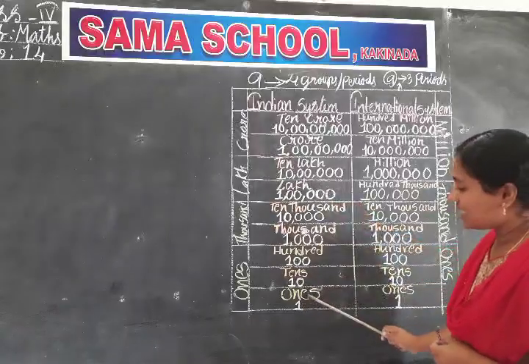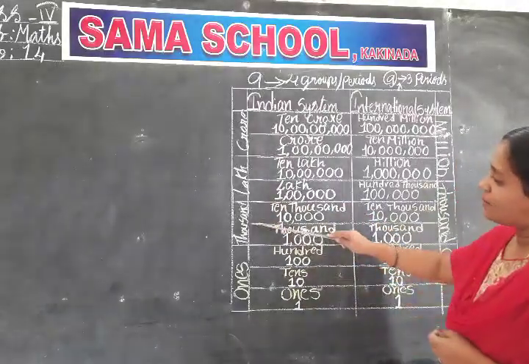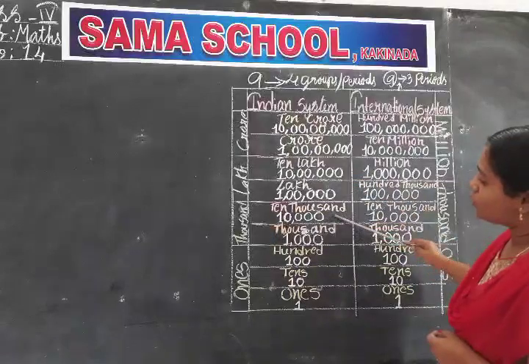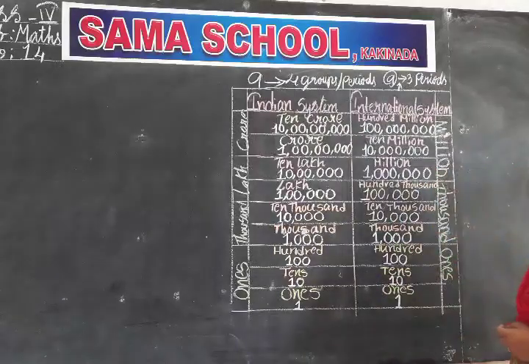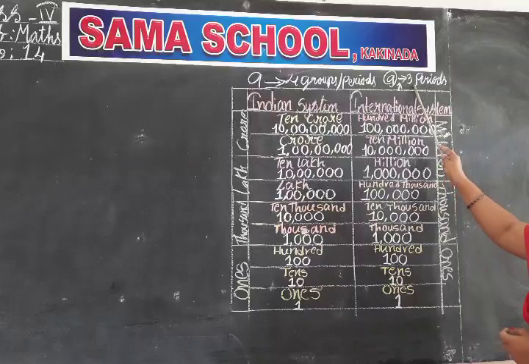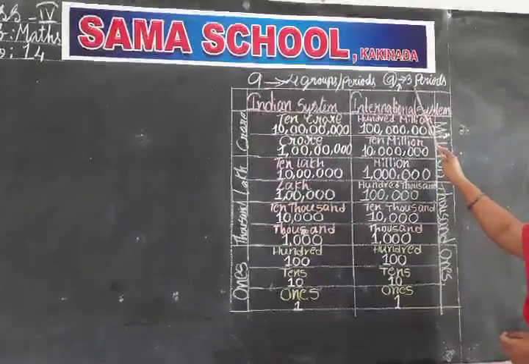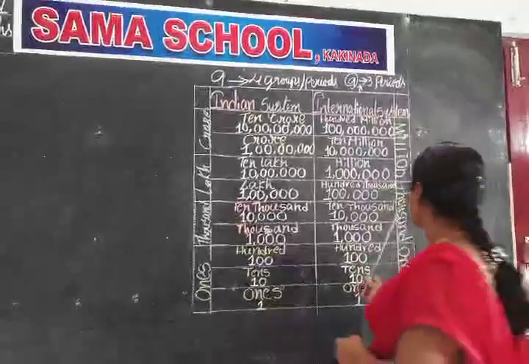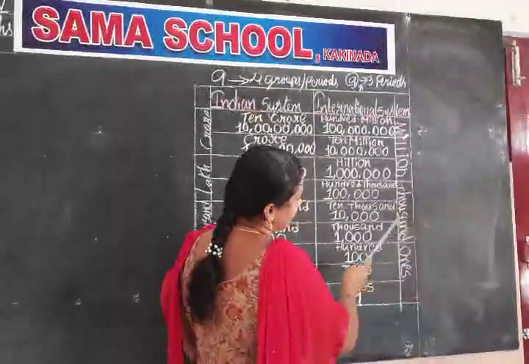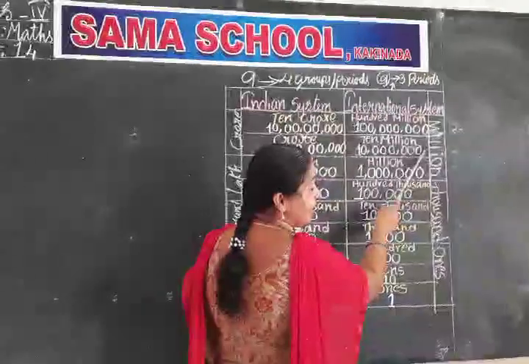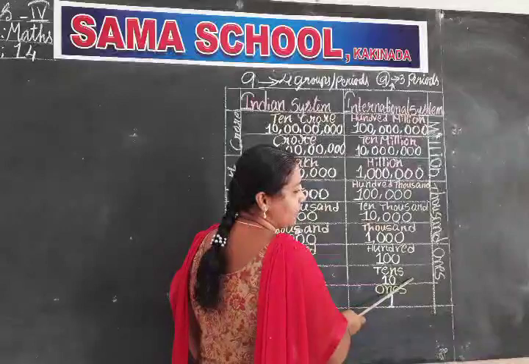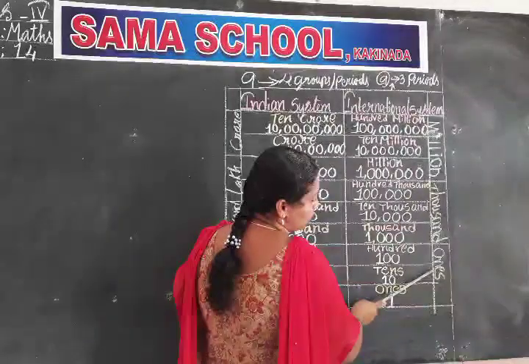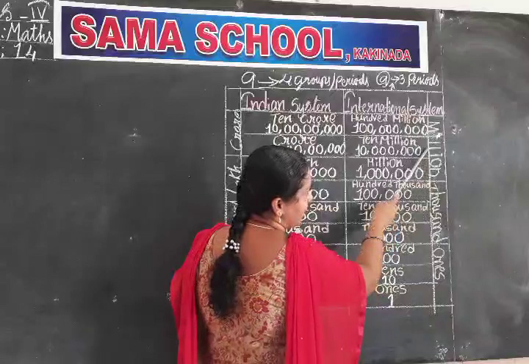Okay. The ones period has 3 places. The remaining periods have 2 places. Clear? Coming to the international system, these 9 places are again divided into how many groups? 3 groups. Am I right? Yes. They are ones period, thousands period, and millions period. In the international system, these 9 places are again divided into 3 periods: ones, thousand, and million.